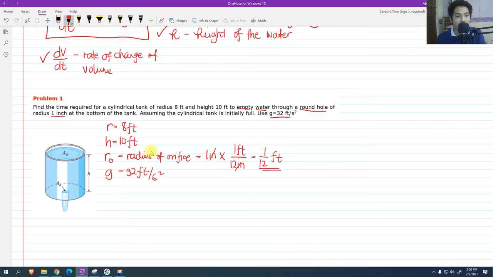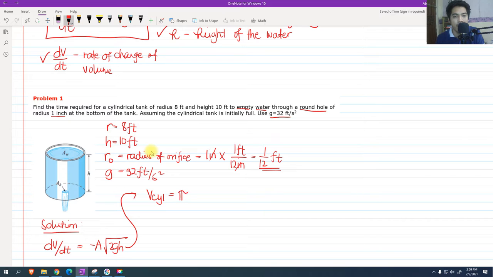So let's go now to our solution. We're going to use the formula dV over dt equals negative a square root of 2gh. How are we going to do that? We first need to get the volume of the cylinder, which is pi r squared h. Since we have a differential of volume with respect to time on the left side of our equation, we're going to differentiate this volume of the cylinder with respect to time.